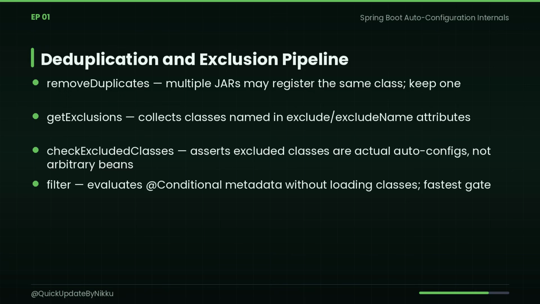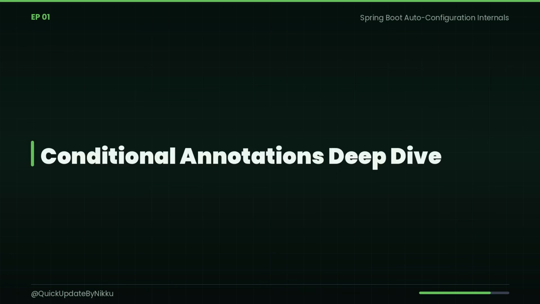After the candidate list is assembled, Boot runs it through several fast cleanup stages. Deduplication handles the case where multiple jars on the class path declare the same auto-configuration. Exclusion processing then removes anything the developer has explicitly opted out of. The filter stage is the most powerful. It uses pre-computed condition metadata to eliminate candidates before any class is actually loaded into the JVM, keeping startup performance high.